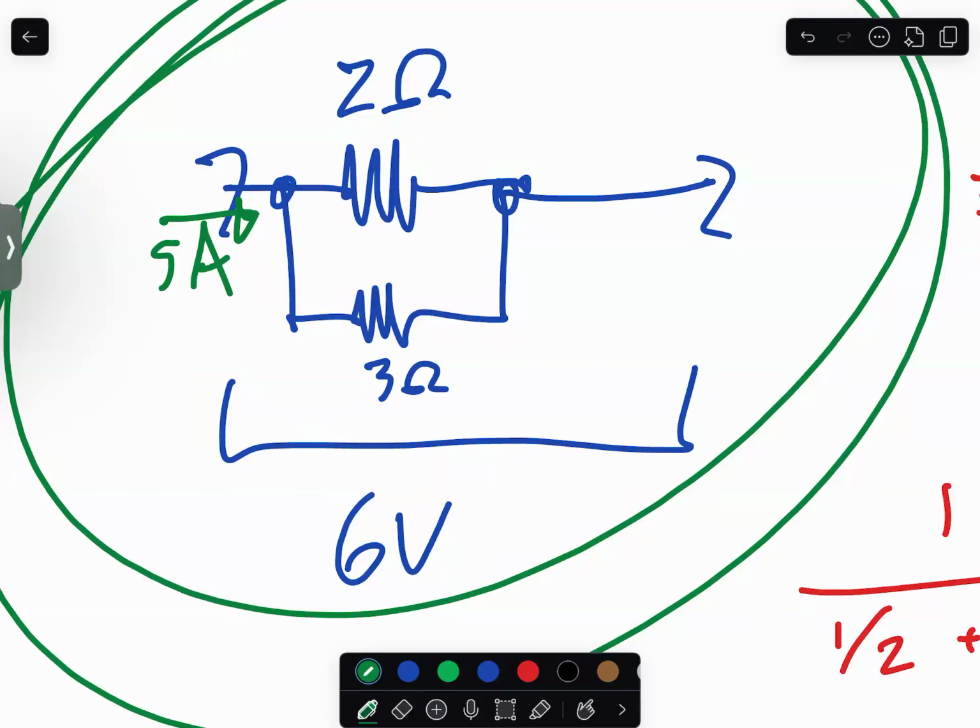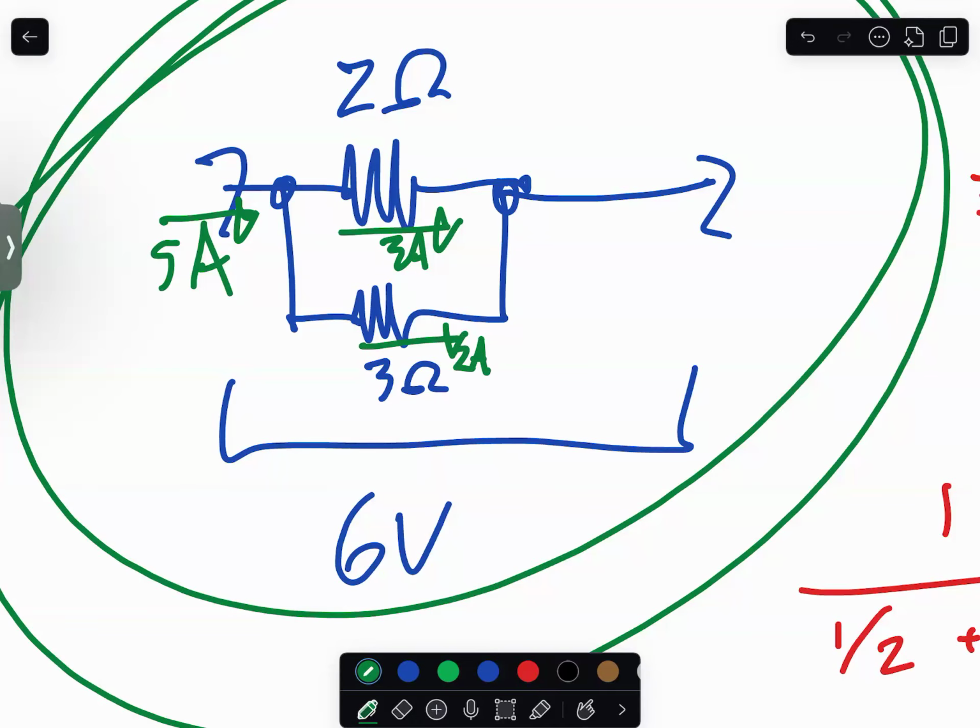How much voltage does that 2 ohms feel? 6. Why? Because it's parallel. How much voltage does the lower guy feel? 6. Parallel, identical volts. 6 volts, 2 ohms, how many amps? And if you got 6 volts at 3 ohms, how many amps? Yeah, V equals I times R.